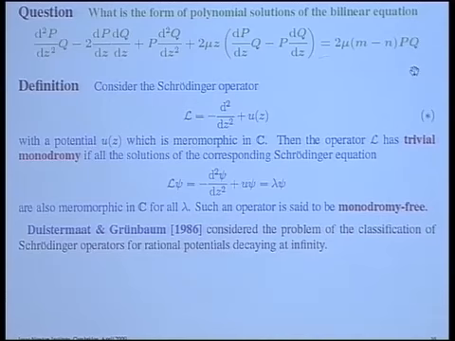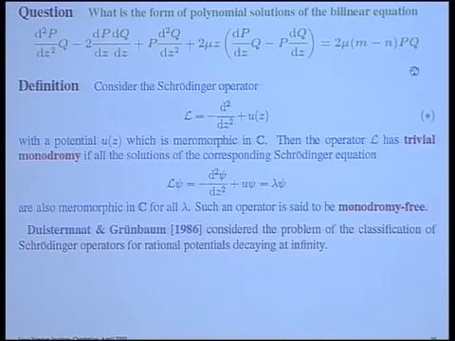And then I wanted to try and relate this to a Schrodinger operator to try and find out some more information on the general form of the solution. So what is the form of the solution of this bilinear equation? Firstly, if we take this Schrodinger operator, then it is said to have trivial monodromy if all the solutions of the corresponding Schrodinger equation are meromorphic in C for all lambda. And then that operator is said to be monodromy free.